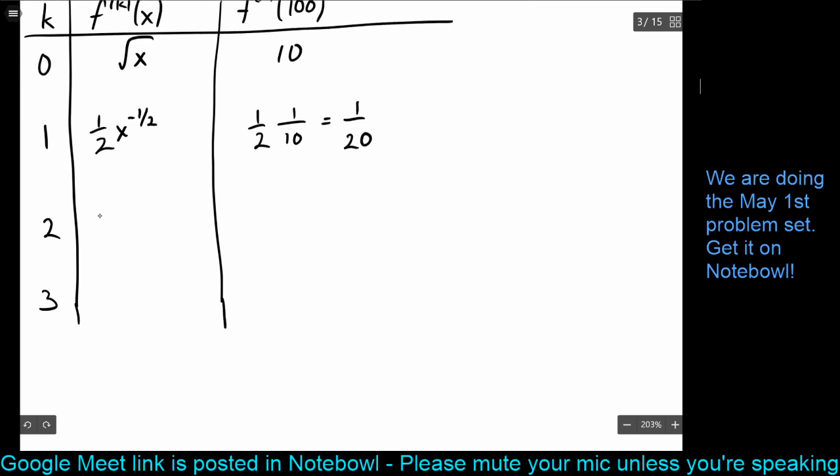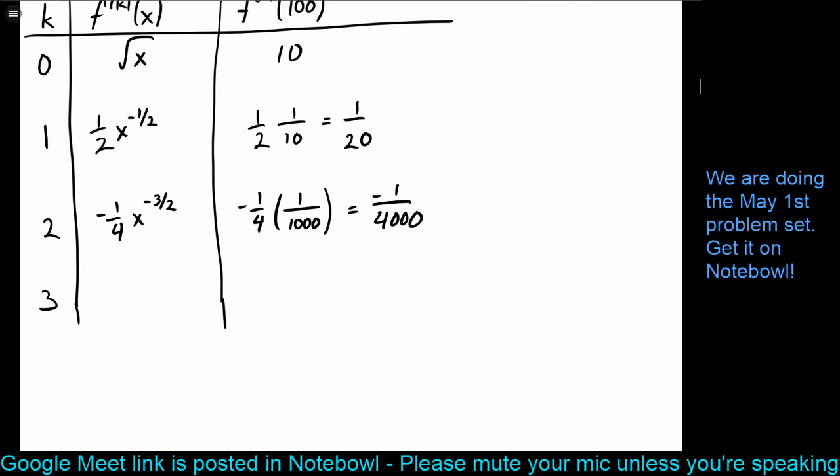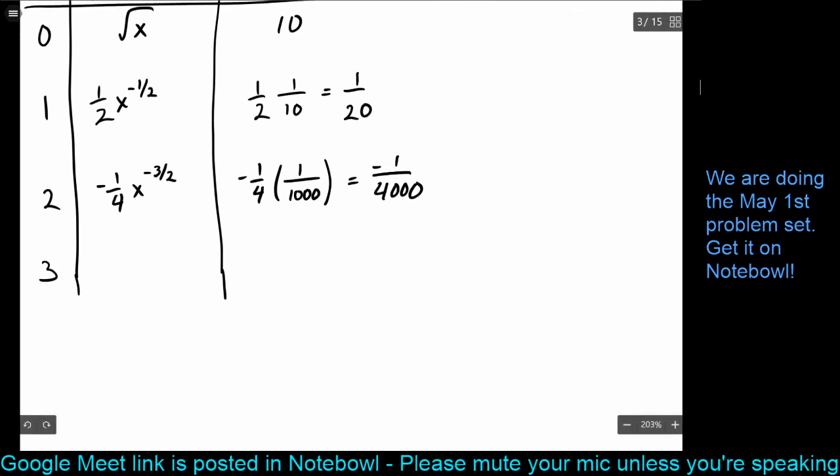Take the derivative again, we're going to get minus 1/4 x to the minus 3/2. The nice thing here is we're not really worried about looking for a pattern this time, because we're only going to compute a few terms. So simplify as much as you can. It will save you time. Here we have minus 1/4 times 1/1000. Yes, this is right, so this is minus 1/4000. I know, it's getting a bit ridiculous, but it's going to make sense.